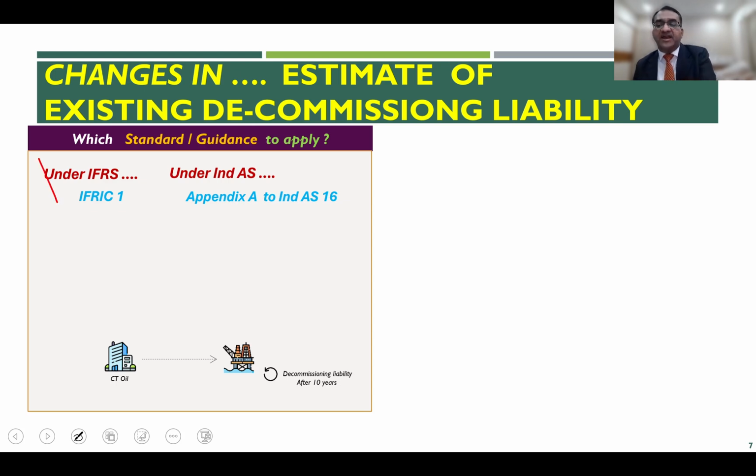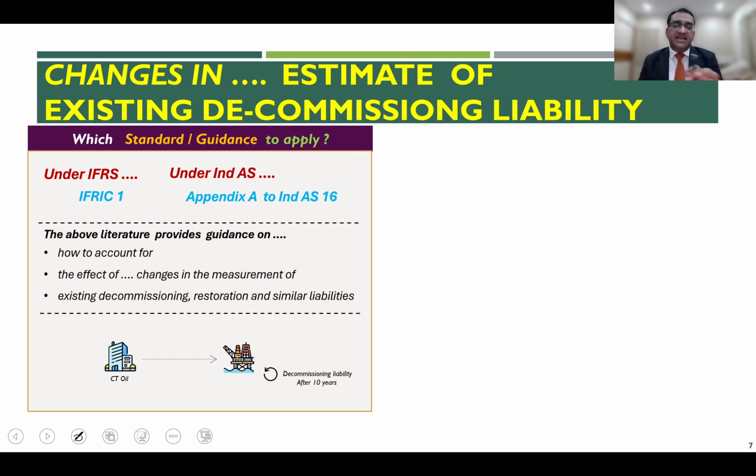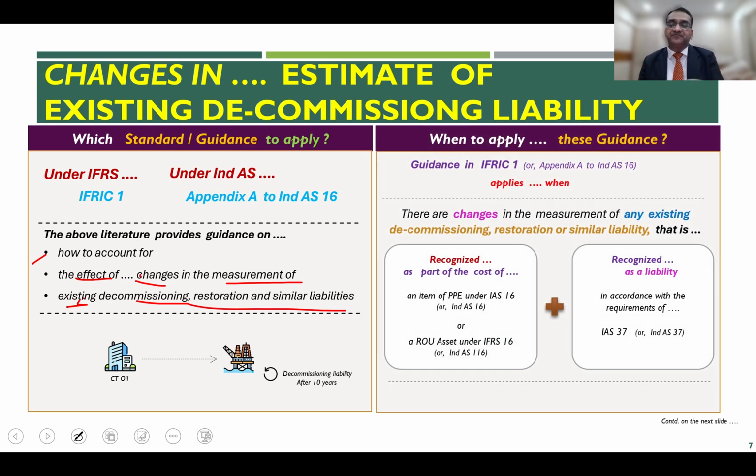If you are reporting under IFRS, then you will look at IFRIC 1. And if you are reporting under Ind AS, then you will look at Appendix A to Ind AS 16. These standards give you guidance on how to deal with circumstances when there is a change in the decommissioning liability. So what do these standards talk about? This literature provides guidance on how to account for the effect of changes in the measurement of existing decommissioning liabilities which an entity has.